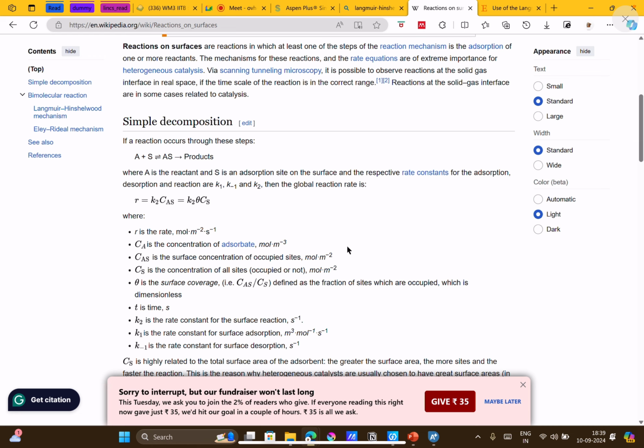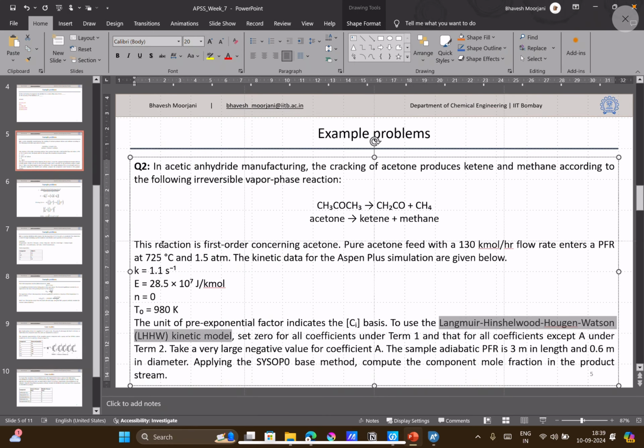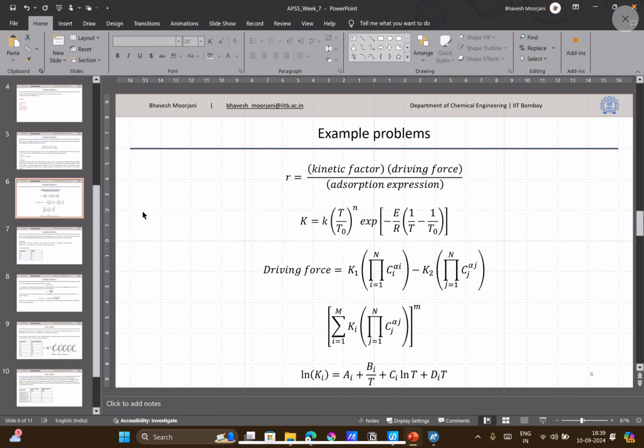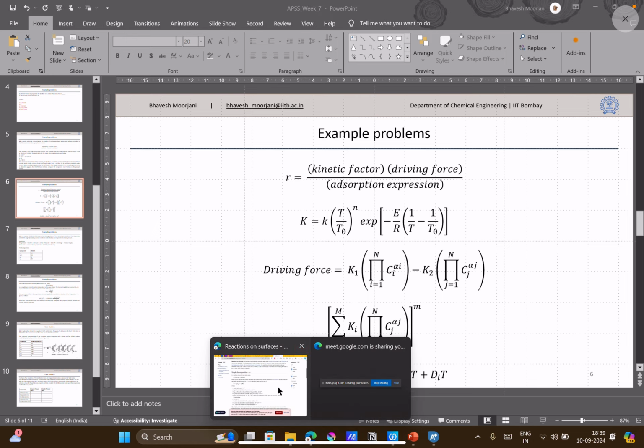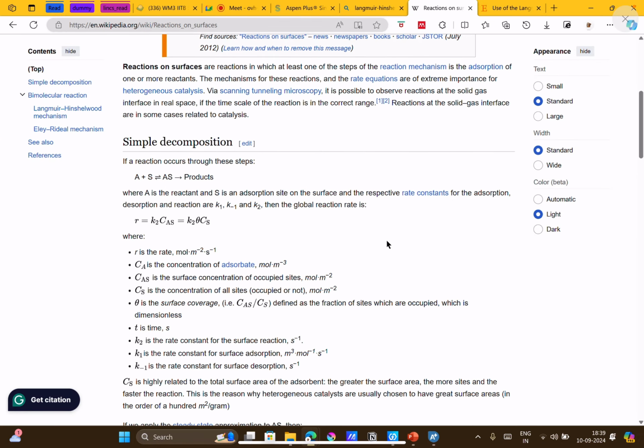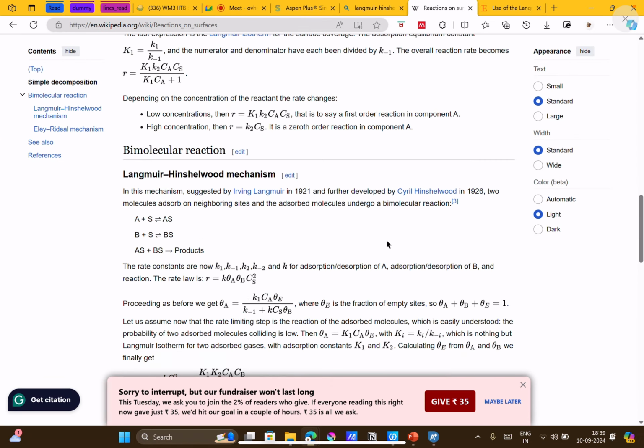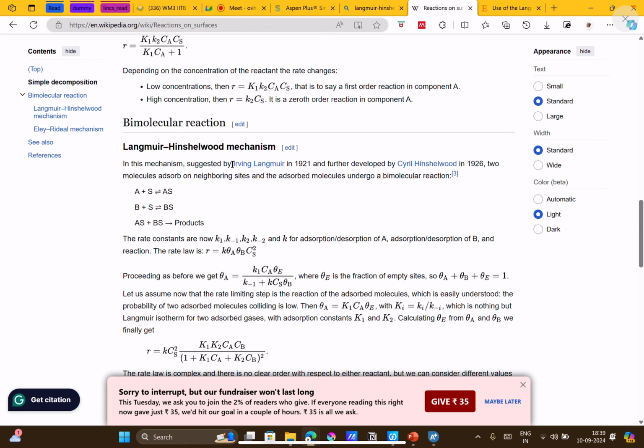Right. So this LHHW kinetic model is nothing but a kinetic model for surface reaction, which is a slightly modified version of what you will find here. This Wikipedia page talks about only the Langmuir-Hinshelwood mechanism, which considers this. So this is your reactant A, which comes to the surface and is getting adsorbed.